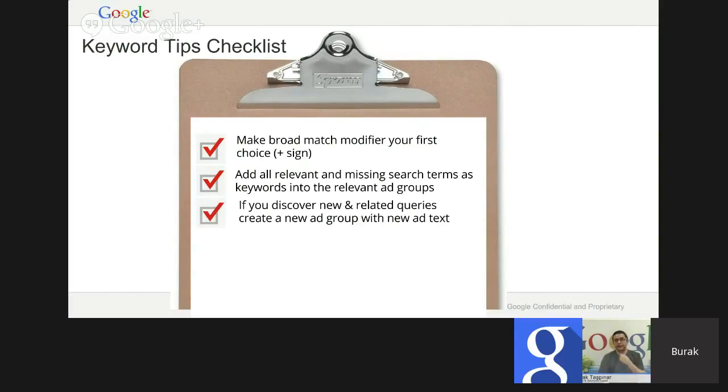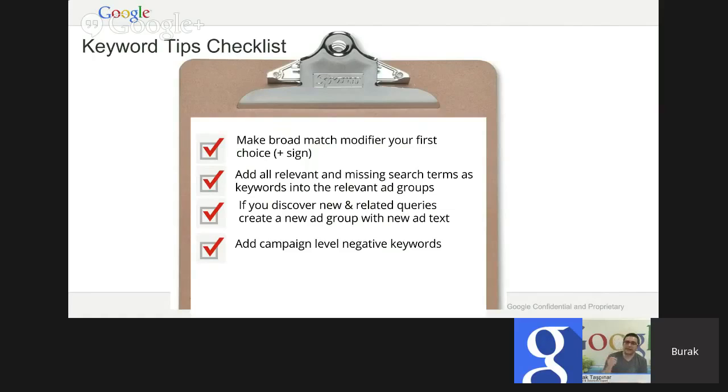And if you want to discover new queries and you're not budget limited, you can of course go ahead with broad match. You don't have to use broad match modifier, but I'm assuming that most of our advertisers are budget limited and want to get more performance, so that's why I say make BMM, broad match modifier, the first choice. And if you discover new and related queries, as I said, create a new ad group with the new ad text.